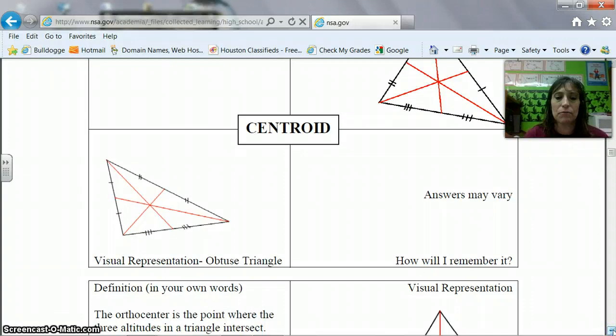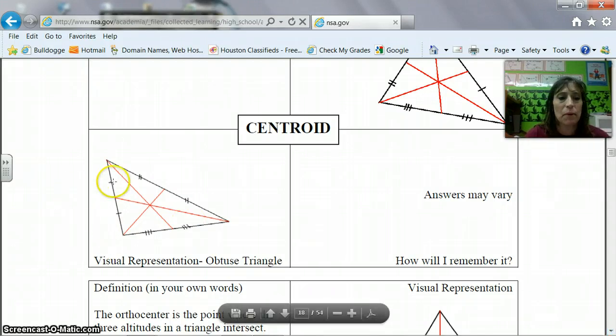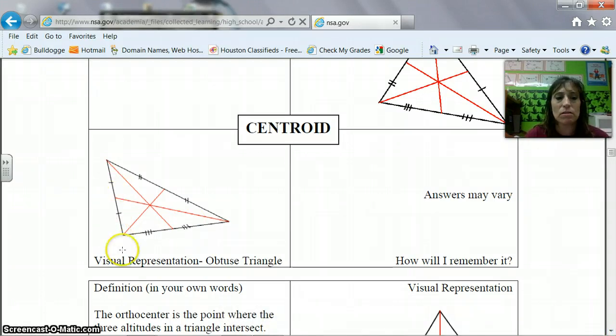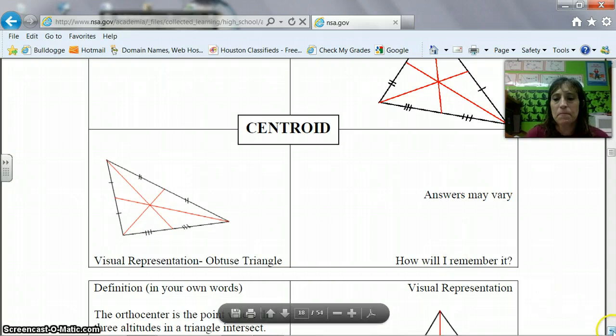And then on the left, it shows the visual representation of an obtuse triangle. Same thing. The top and the bottom are the same amounts. The left and the right of the midpoint are always the same, and it goes through the vertex. And not really sure. You're kind of on your own on the centroid. We'll talk about some ideas tomorrow as to what will help you to remember those things.